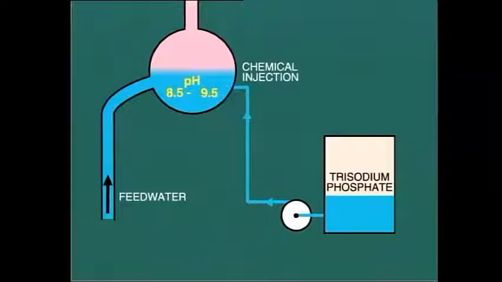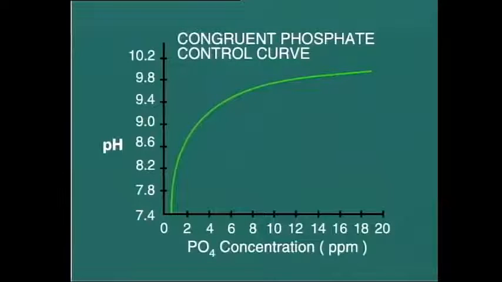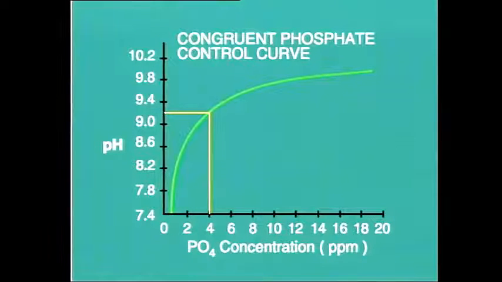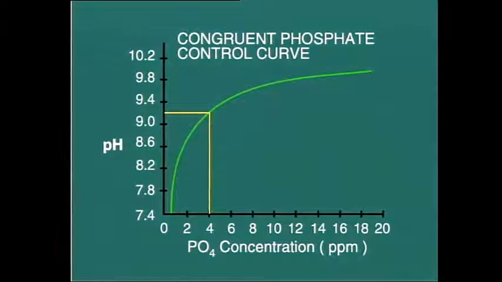In order to keep within this range, it may be necessary to use disodium phosphate instead of trisodium phosphate. The objective is to feed less sodium into the boiler with resultant reduction in free caustic. In many plants, the control of phosphate addition and pH is guided by a curve like this. This shows the maximum pH level which should be allowed for any particular concentration of phosphate in the boiler water. For example, for a phosphate concentration of 4 ppm, the maximum allowable pH is indicated at 9.2.